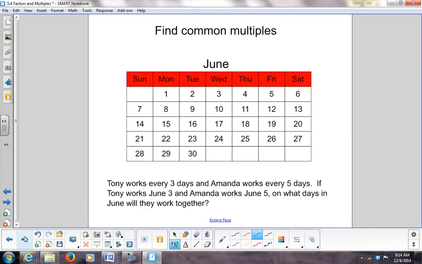All right, finding common multiples. We have a calendar here of June. It says here Tony works every 3 days and Amanda works every 5 days. If Tony works June 3rd and Amanda works June 5th, on what days in June will they work together? How can I start to solve this problem? Let's read it again. Alexis?